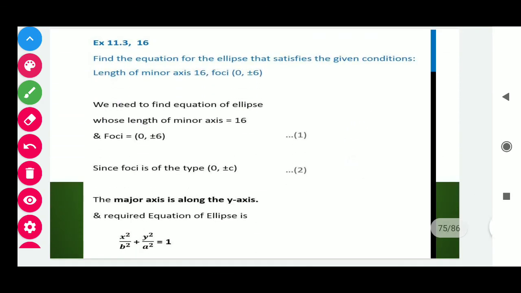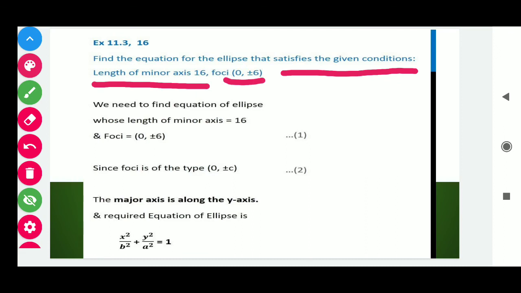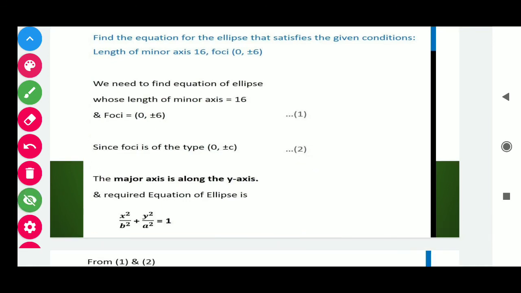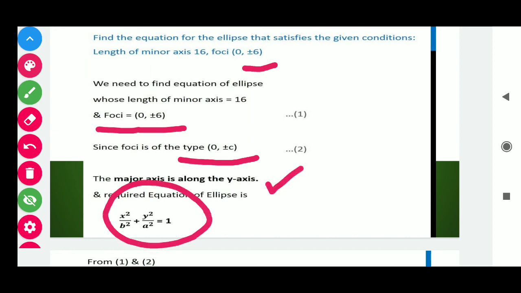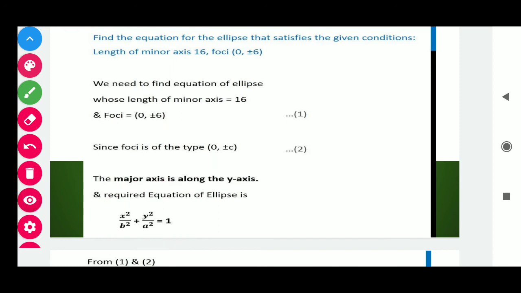Now we have the last question, question number 16. Find the equation for the ellipse that satisfies the given conditions, where the length of the minor axis is 16 and the foci are (0, ±6). Now students, we have the length of the minor axis, and we know that the length of the minor axis equals 2b. In this way, we get b equals 8. This is very simple, students. We need to find the equation of the ellipse. For that, the foci are (0, ±6), so the major axis is along the y-axis. That's why we take this formula: x² over b² plus y² over a² equals 1.